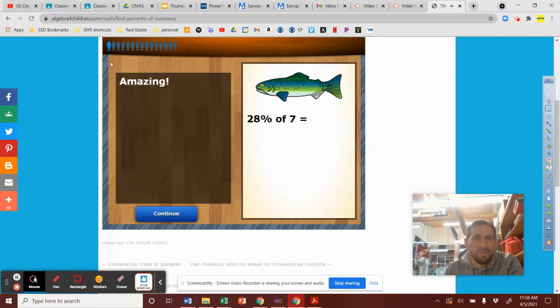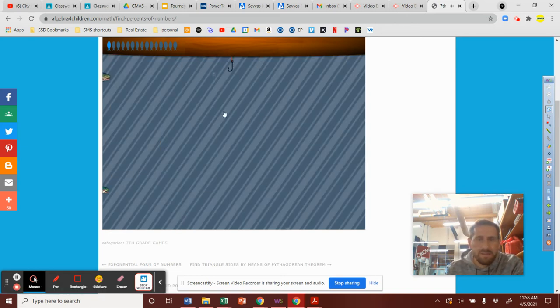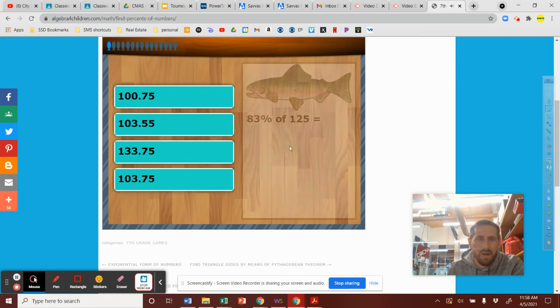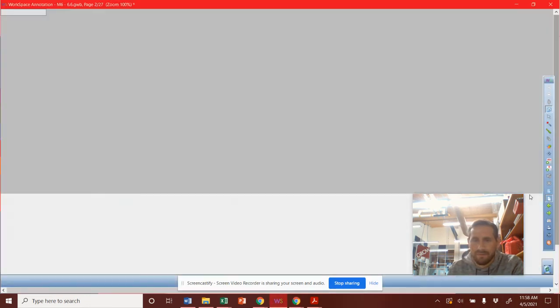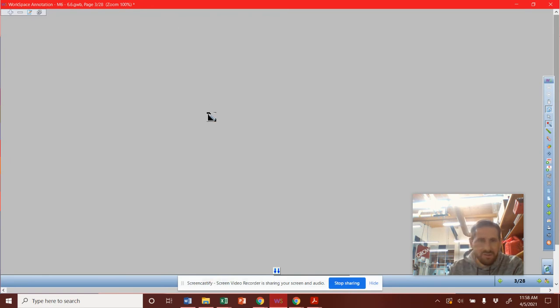So we can go back to our game, 1.96. We caught that fish. You have multiple fish you can catch, so just keep going. Go for your next step. Oh, that's a big one. So 83% of 125. Again, get a sheet of paper out.